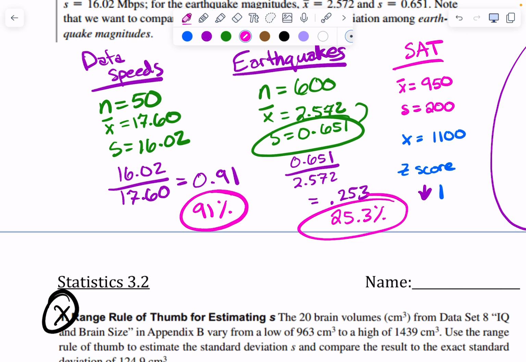So here's what this means, folks. This is saying that data speeds for Verizon have more variation than earthquakes do. In other words, Verizon data speeds are more inconsistent than earthquakes. Doesn't that sound stupid? That's because most earthquakes are always about the same, like smaller. But when you say it out loud, it's kind of like, well, yeah, Verizon is usually terrible. So this one has more variation.